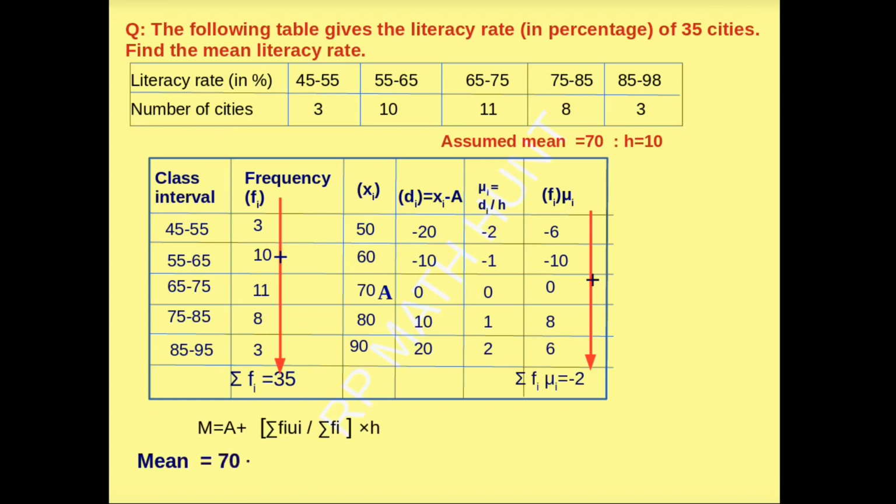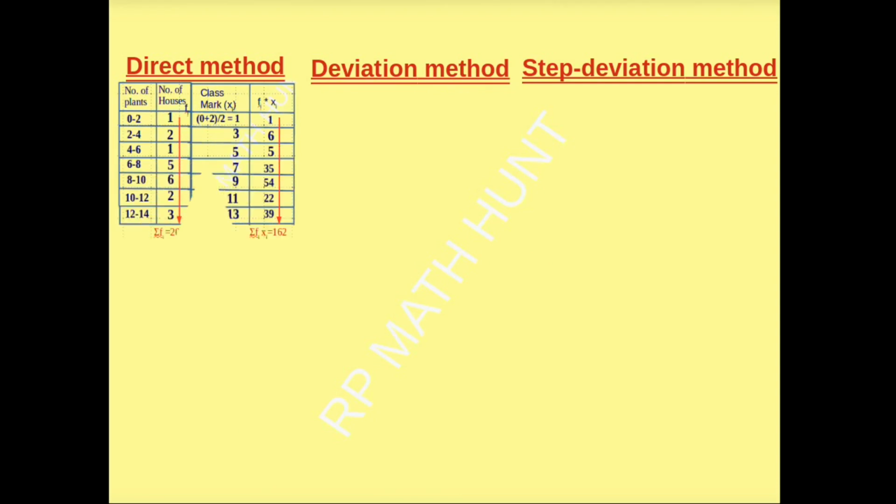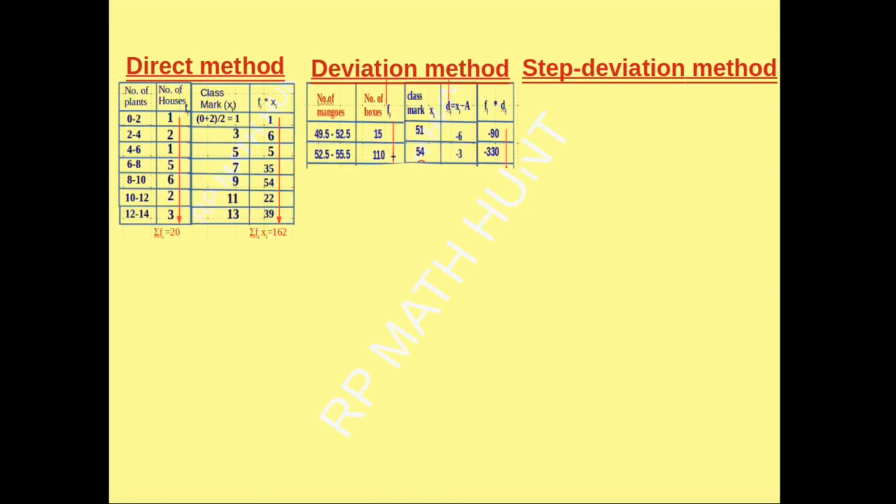The sigma fi is equal to 35. Sigma fi ui is equal to minus 2. Now, mean is equal to A plus sigma fi ui by sigma fi, into h. That is, mean is equal to 70 plus minus 2 by 35 into 10, which is equal to 70 minus 0.571, which is equal to 69.42.